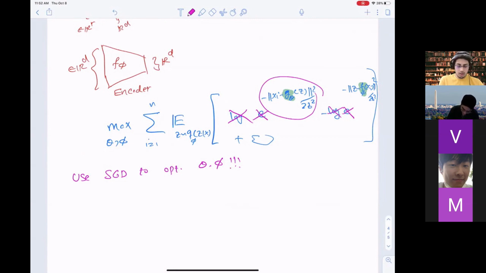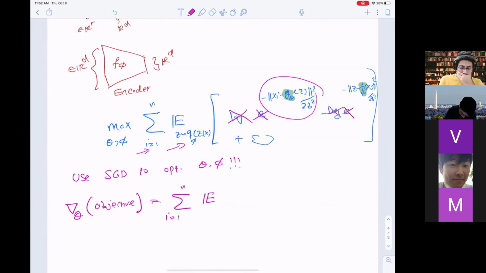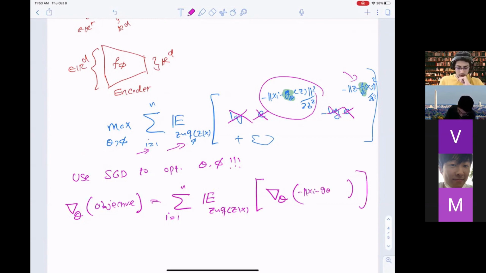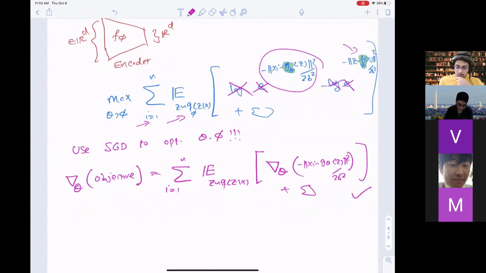So let's say first I want to optimize theta. I want to look at gradients of my objective with respect to theta. So this is a summation. Here I have an expectation. So the gradient is going to be the gradient of my other terms, and that's kind of easy, right? This term doesn't depend on theta, so it goes away. The only term that depends on theta is this term, plus some constants that depend on theta as well. But then the gradient of this is very easy. It's a quadratic, it's the gradient of xi minus g sub theta of z, squared, plus some other constants. Then that's easy to compute the gradient with respect to theta.